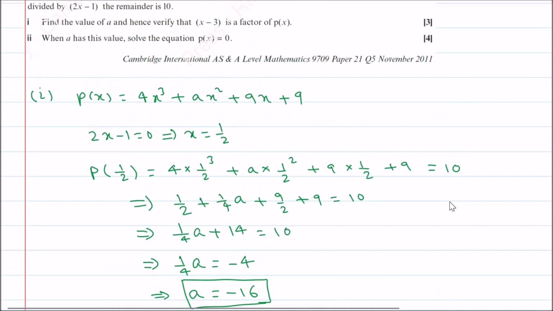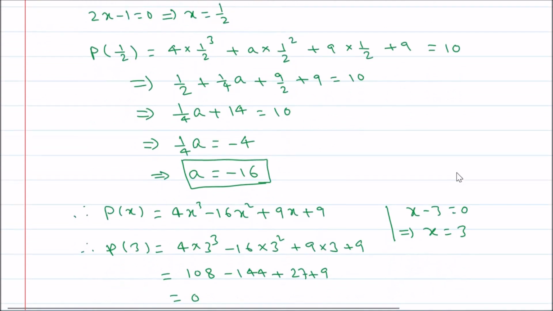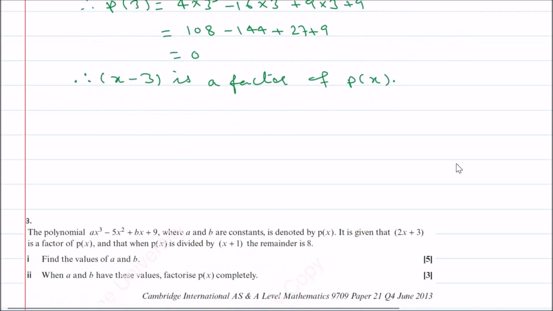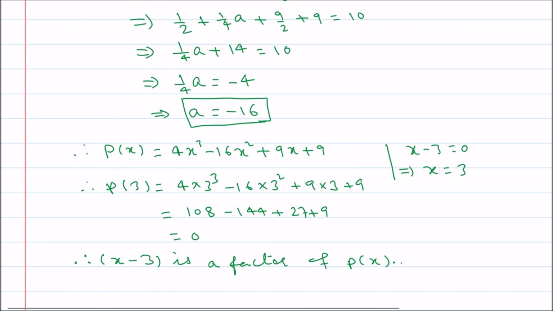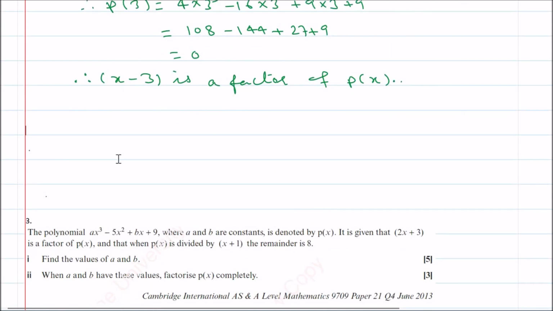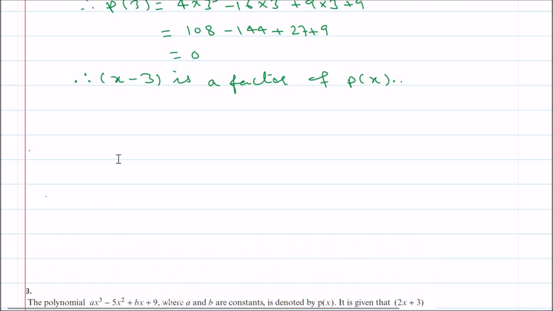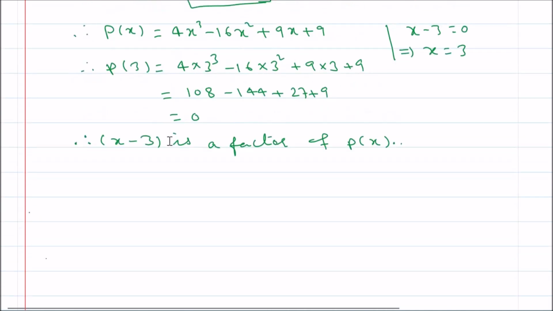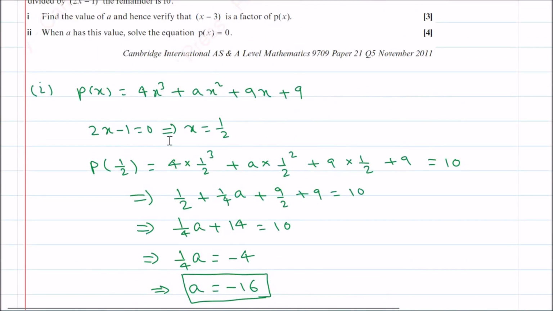Now this was part 1. Part 1 completed. Now part 2. It says when a has this value, solve the equation p(x) equal to 0. So we have to solve the equation also. So let me create a space for writing. Now we have to show how to solve. So let me show you.